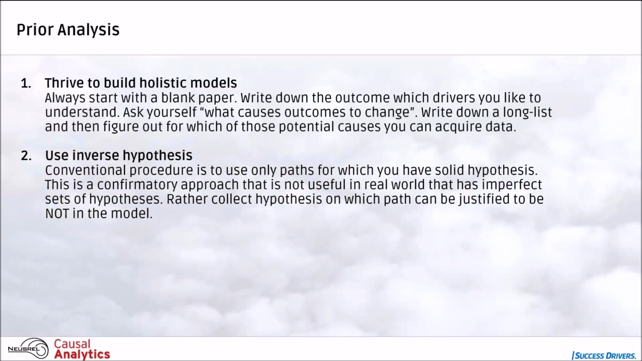Second, use an inverse hypothesis. So the conventional procedure is to use only paths for which you have a solid hypothesis. This is a confirmatory approach that is not useful in the real world, which has imperfect sets of hypotheses. Rather, collect hypotheses on which paths can be justified to be not in the model. Because knowledge about what's not true is typically more valid than knowledge about what is true.